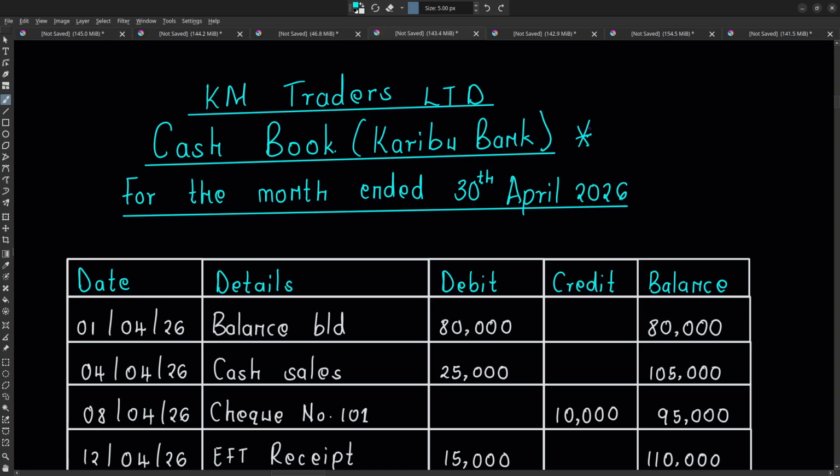So you are going to pull a listing for each specific bank because you have a code to identify that specific bank. Okay. So in our case here, we have this cash book. Okay, KM Traders has pulled this cash book for Karibu Bank. Mostly they indicate the bank account here. Okay, 00 whatever, so that you know this.